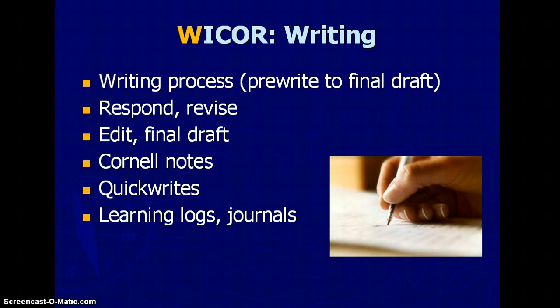So in writing, we do everything from pre-write to final draft in the writing process. Every single one of those steps. In fact, we write a lot in junior and senior year, and those are some of the things that my juniors are going to be doing all the time during this year. We do Cornell Notes, of course. We do quick writes, and you can see the list there of the other activities and things that we do for writing.